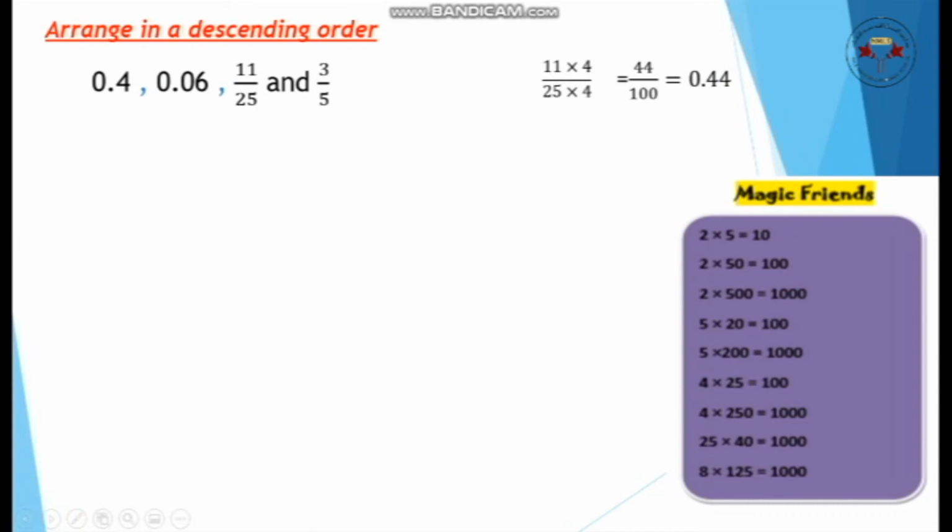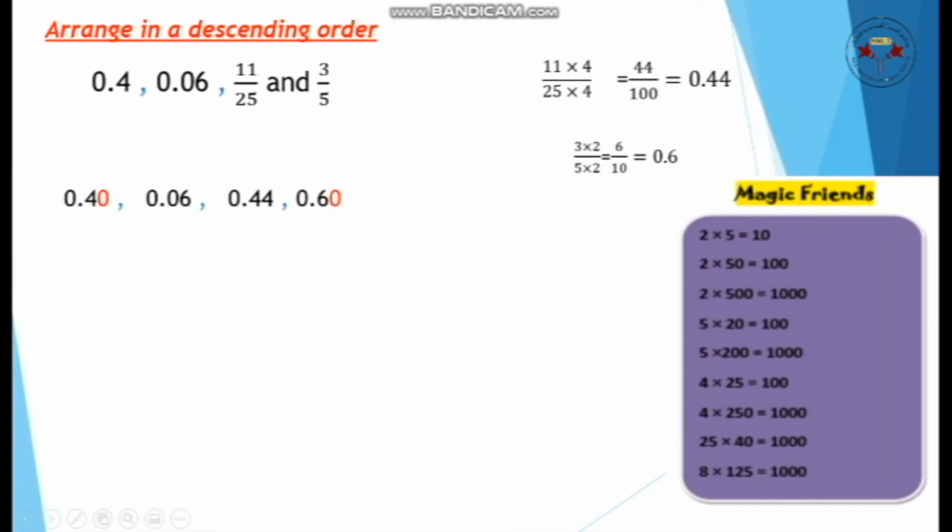It's the turn for the 3 over 5. Does the 5 have a friend? Yes, it has, which is the 2. So I will multiply up and down by 2. When I multiply up and down by 2, 3 times 2 equals 6, 5 times 2 equals 10. Now one 0 only, so the decimal point will be after 1 place from the right hand side. Now I have changed the fractions into decimals, and all of the numbers here are decimal numbers.